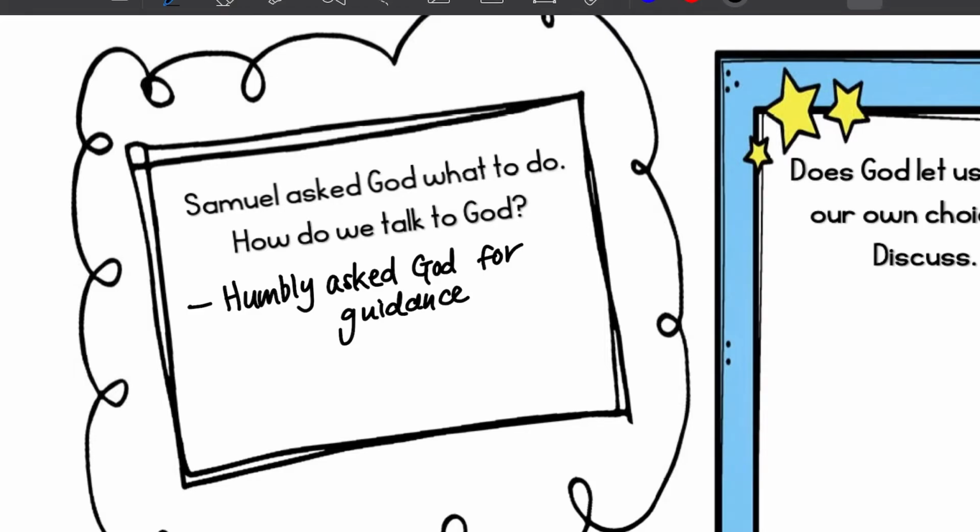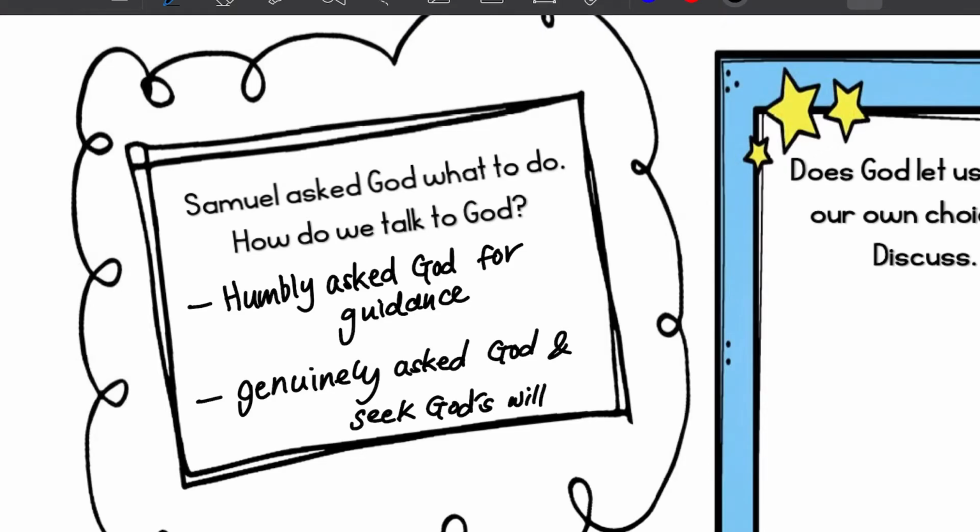And the second thing is that he was genuine. So he genuinely asked God and sought God's will first. So these are 2 things that I observed from the story of Samuel. He said, God, what should I do? God, is this right or is this wrong? Rather than relying on his own knowledge, he asked God and patiently waited until God gave him an answer. It can be different from your answer, so it's okay if it's different.